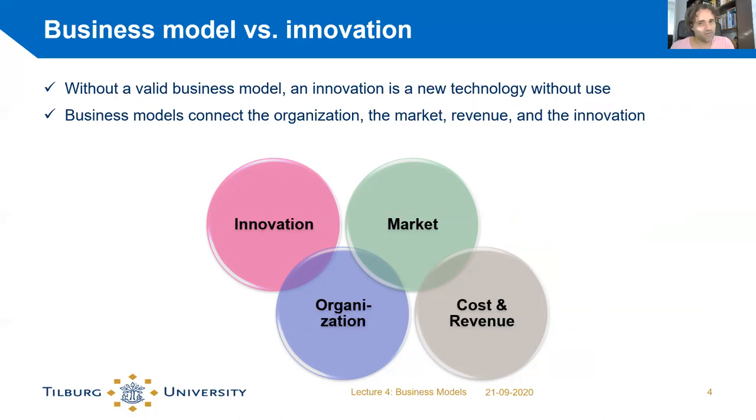Then you have the market. It's thinking about, okay, who will adopt the innovation? It's what we talked about before the break in the previous lecture. Then you have the cost and revenue stream. So how much money will it cost to start producing the innovation? And how much revenue will we derive from the innovation? And finally, the organization surrounding it. So how do we tailor our organization in order to be able to create the innovation?